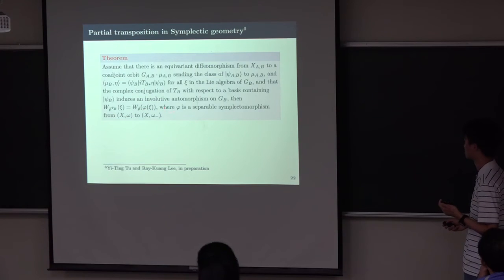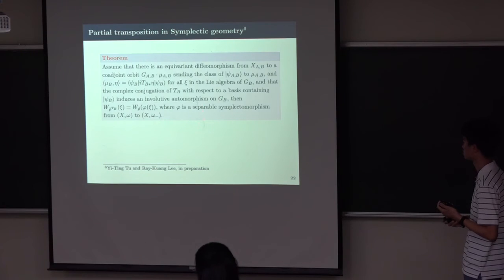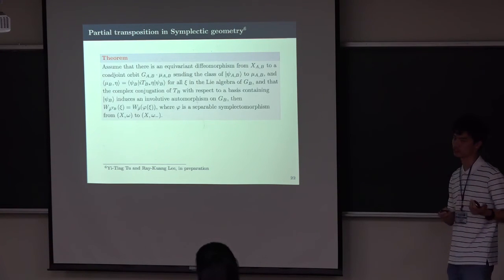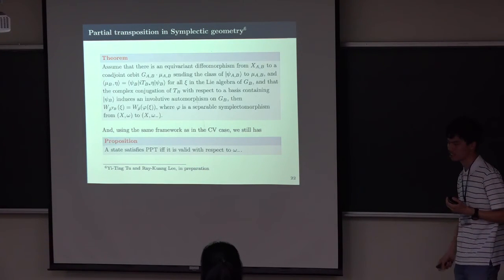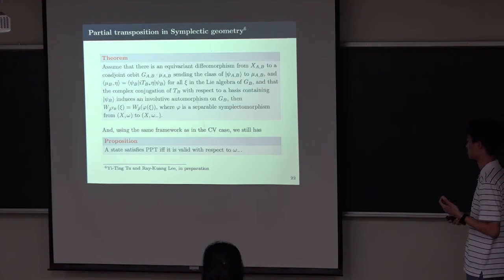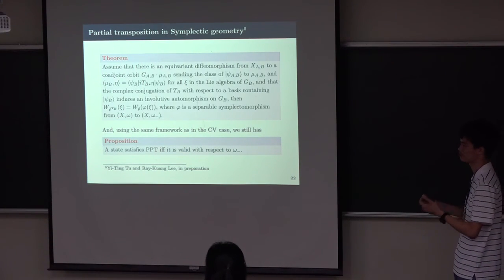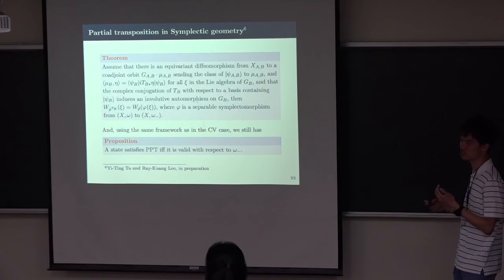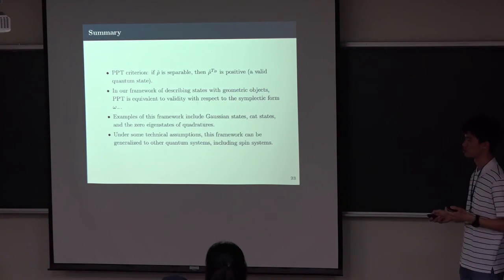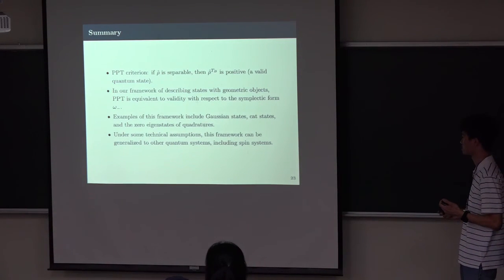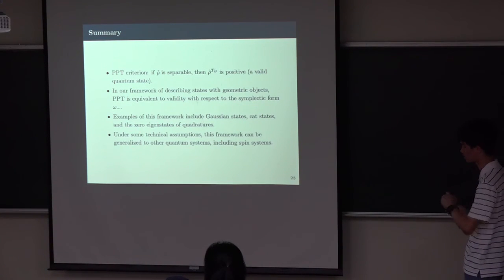So here is the result. With some technical assumptions, it generalizes part of the result from the CV case. We can still define the framework. But maybe this framework will be quite difficult to use, because here we are in a symplectic manifold, not a vector space, so the geometric structure is very strict. Here's a summary. We use the geometric framework to formulate PVC, and we provide some examples and derivations.